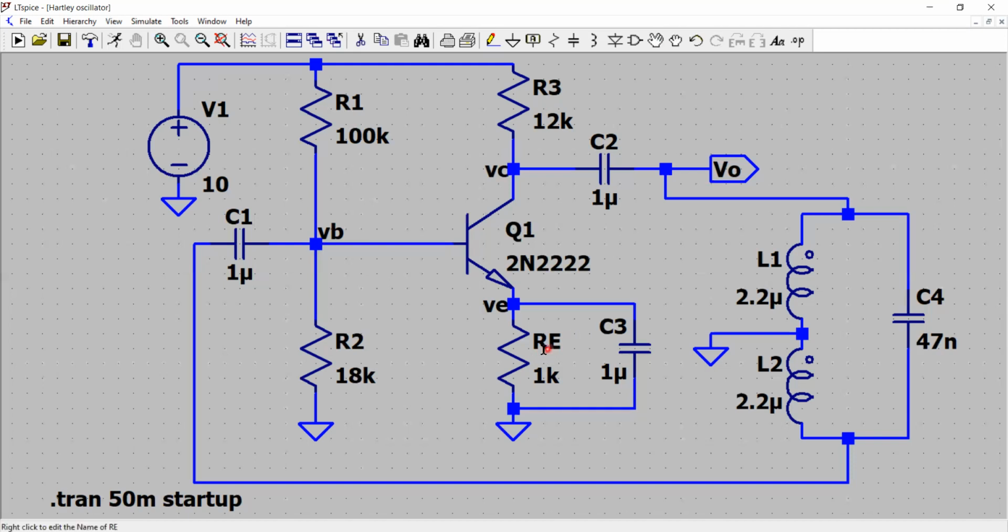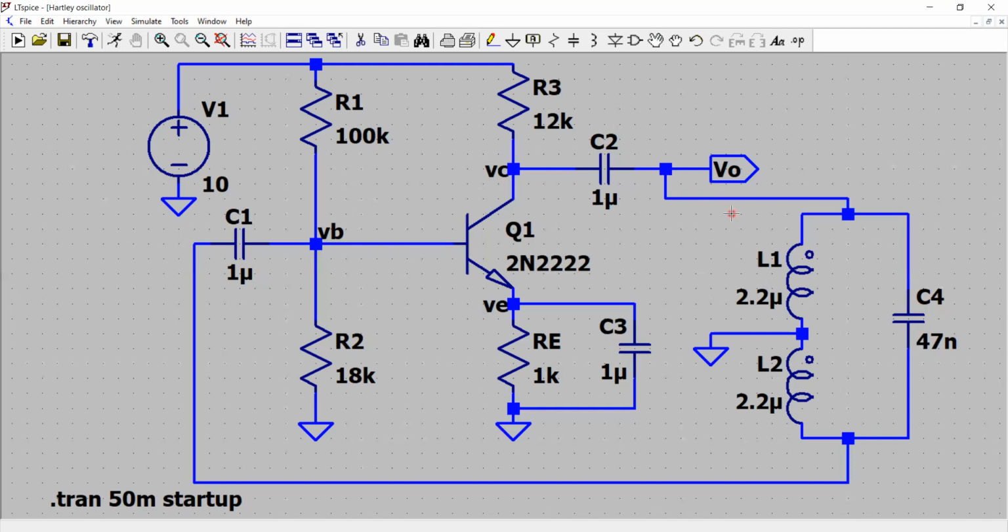So in that case, RE can be there, and C3's role is that at DC it acts as a short, and at very high frequency it acts as an open circuit. That's it. So this circuit is acting as an amplifier, an inverting amplifier.